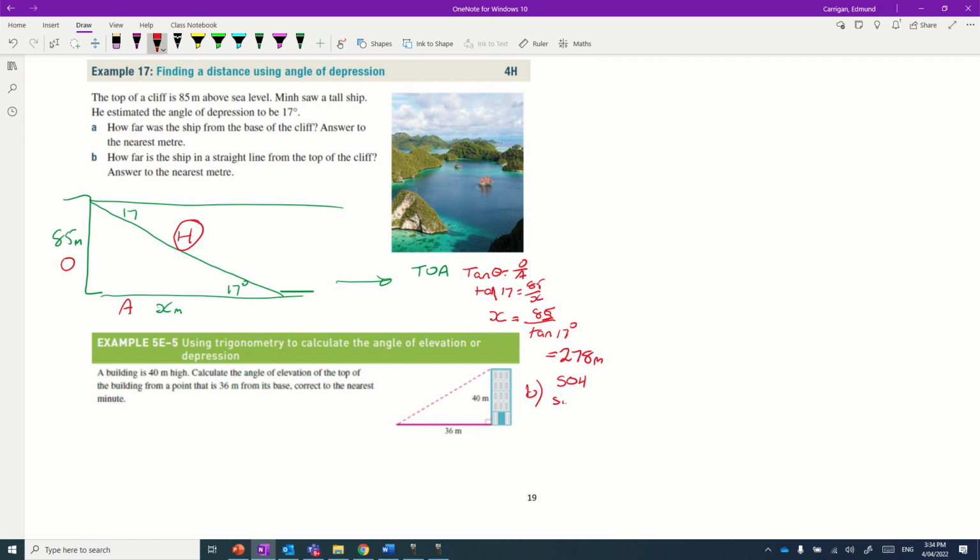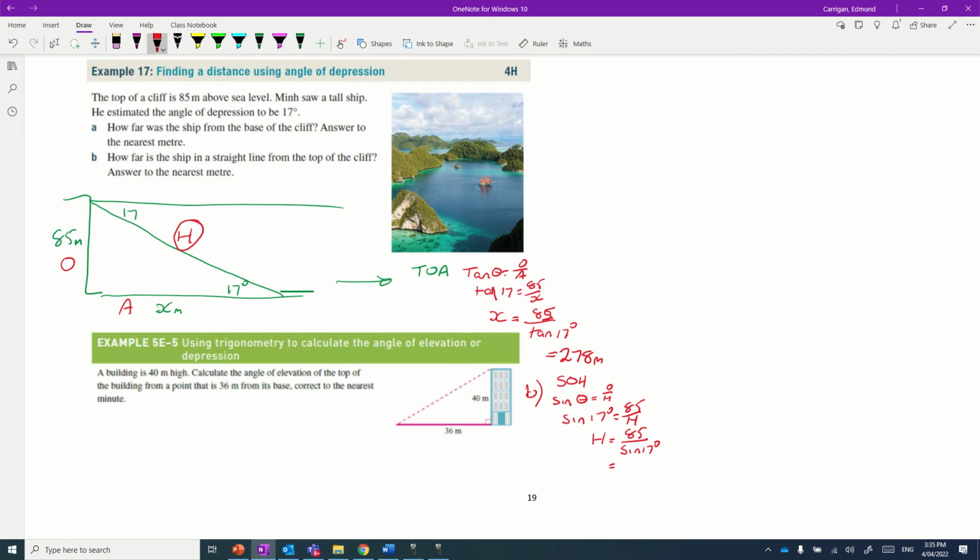So we've got sine theta equals O on H. So sine 17 degrees is equal to 85 on H. So H is on the bottom. If we've got H on the bottom, then we swap them. H equals 85 divided by sine 17 degrees. My answer is, H being the hypotenuse, the distance in a straight line.